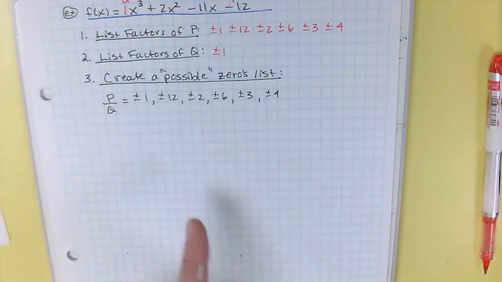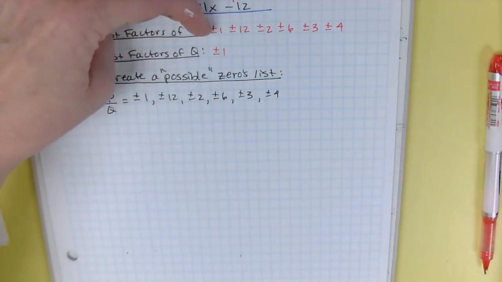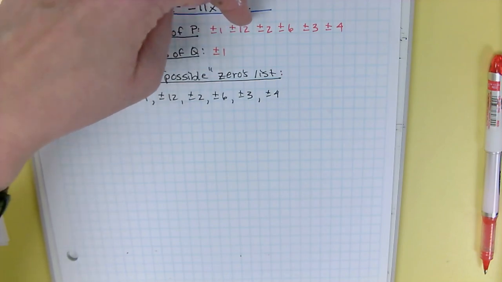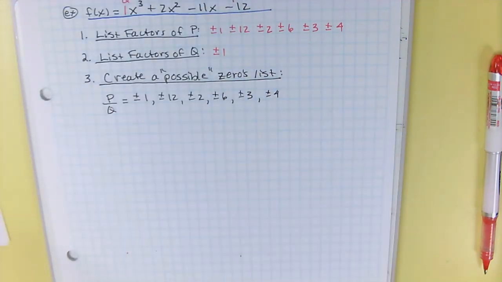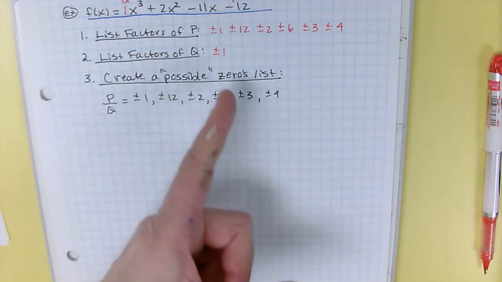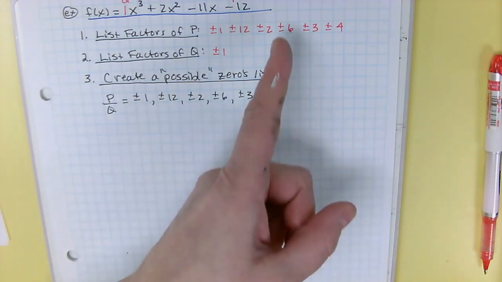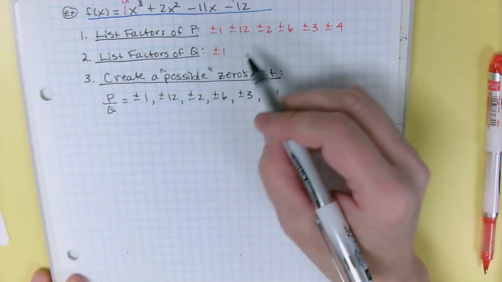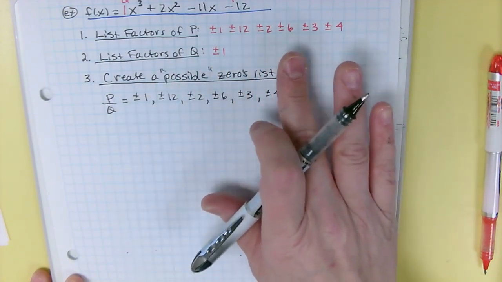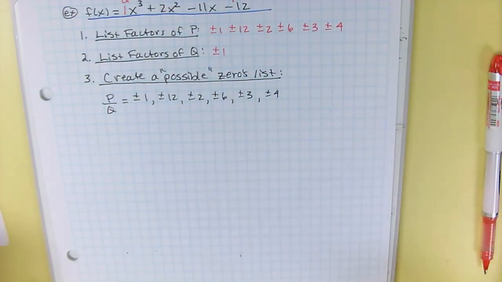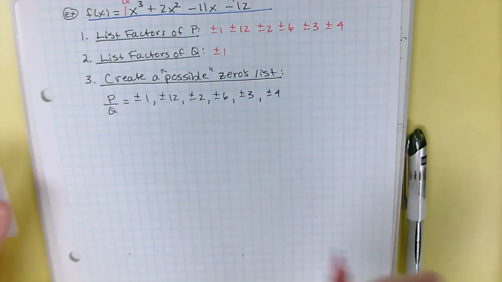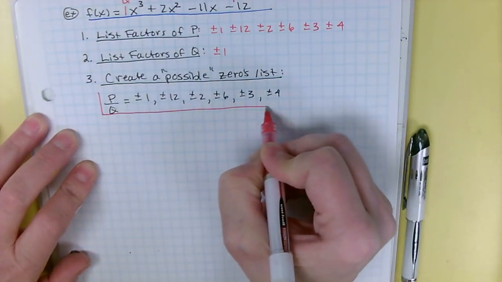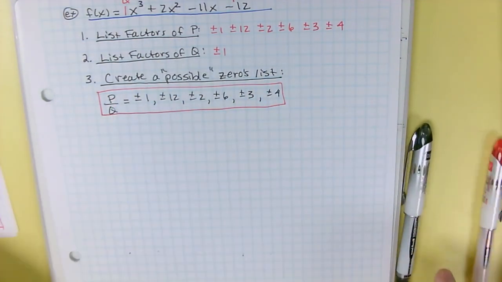Now, if there was like a 2 under there, I'd have to go 1 over 2, 12 over 2, which is 6. I have that. 2 over 2, which is 1. I have that. 6 over 2 is 3. I have that. 3 over 2 is 3 halves. Don't have that. 4 over 2 is 2. So you'd have to pair each of them with each term of Q. Makes a long list. All right. So this is our lovely list of possible rational zeros.